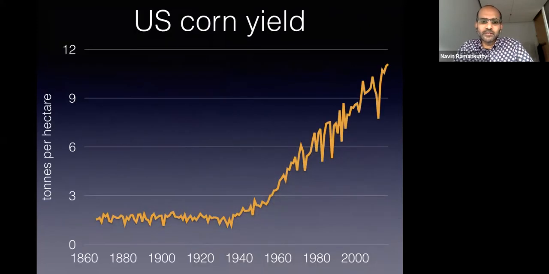This is just one example of that, which shows the yield of maize or corn in the United States going back to the 1860s. And it shows that our yields of maize were about 1.5 tons per hectare. A hectare is about the size of a football field. So we were able to produce 1.5 tons per hectare back in the 1860s.